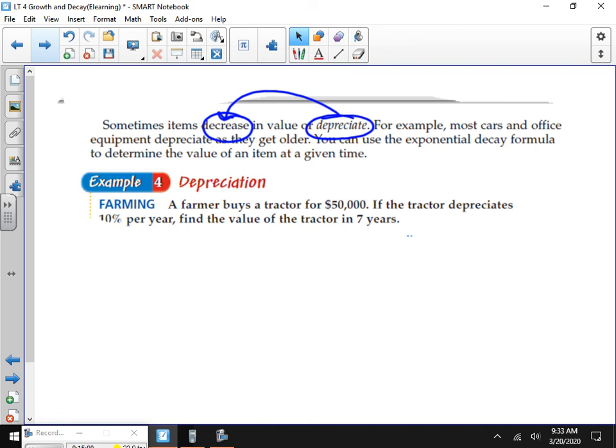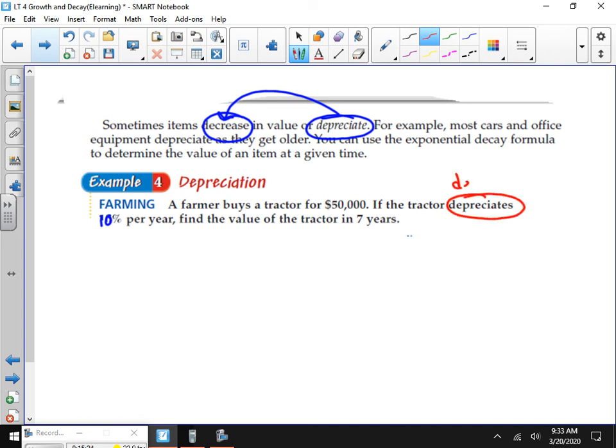All right, now that you've tried the problem, we're going to go through it and see if you got it right. So we already said that depreciates means decreasing. So when I see this word, depreciates, we're talking about decreasing, which means we're talking about decay. And remember, decay is the same formula as growth, but it's 1 minus R with a little t. Okay, so that's my setup.